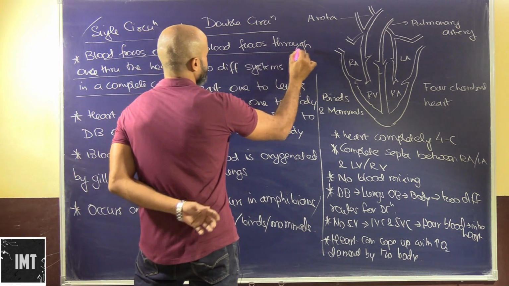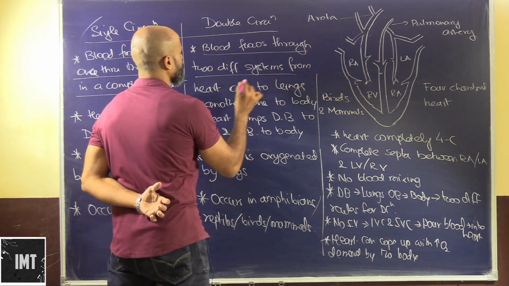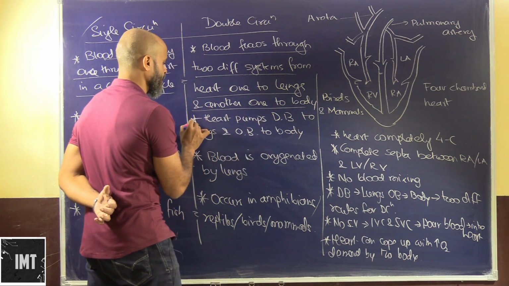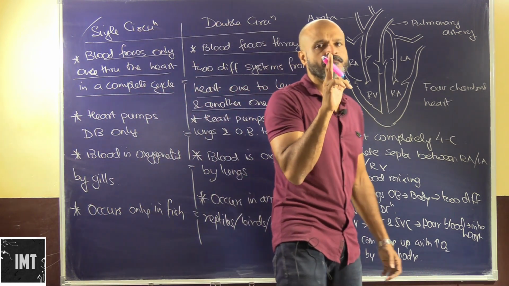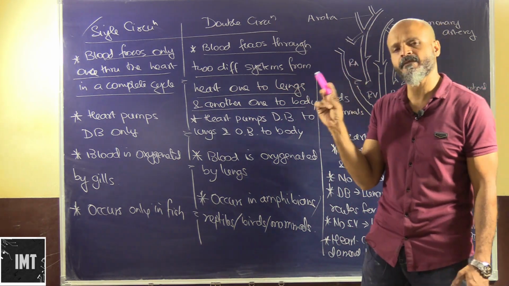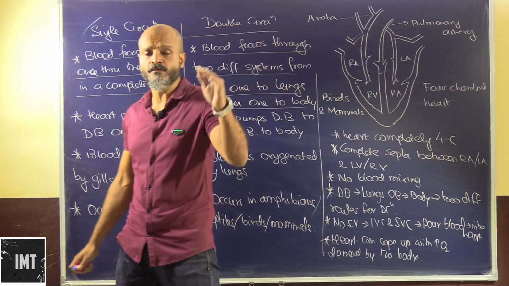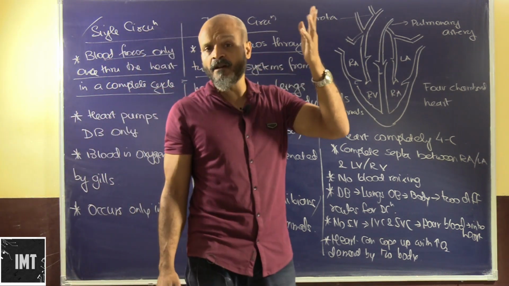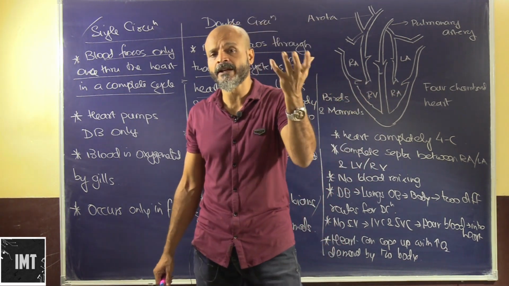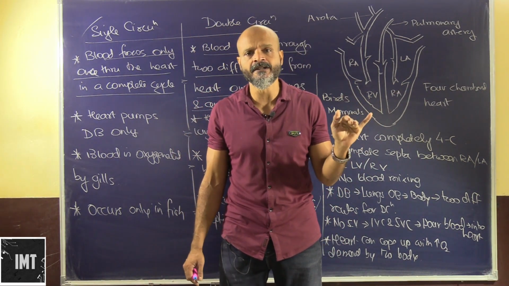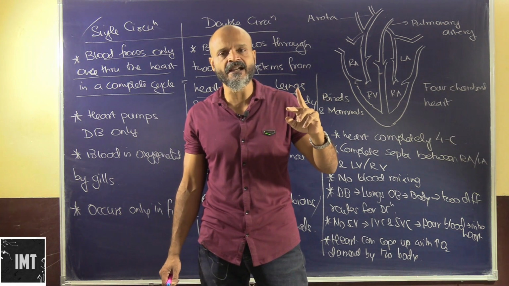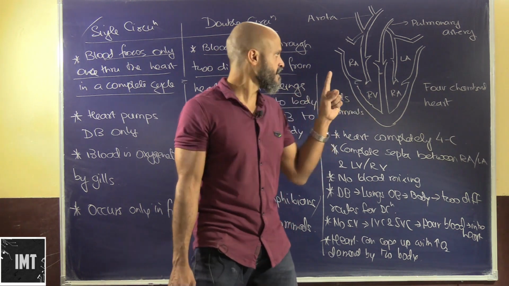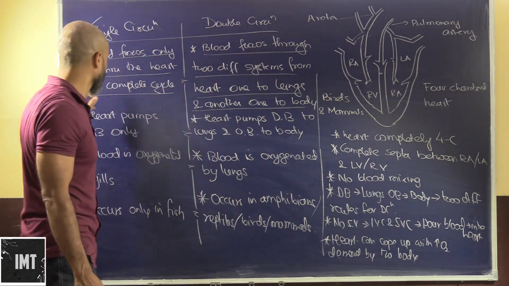Double circulation, as the name itself suggests, blood flows through two different systems from the heart, one to the lungs and another one to the body. So the blood which is pumped to the different organs of the body is crossing the heart twice. Once it comes in the form of deoxygenated blood and is pumped to the lungs, wherein oxygenated blood enters again. So the same blood is entering, one with oxygen and one without oxygen. That's the reason it is known as double circulation.